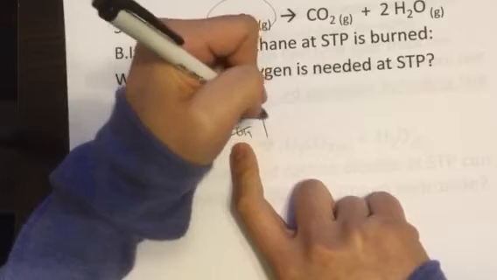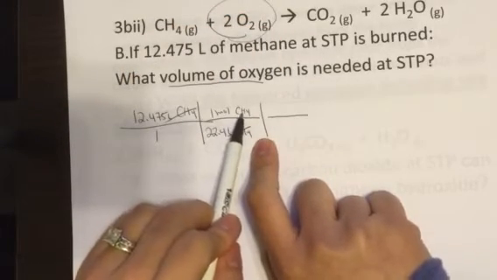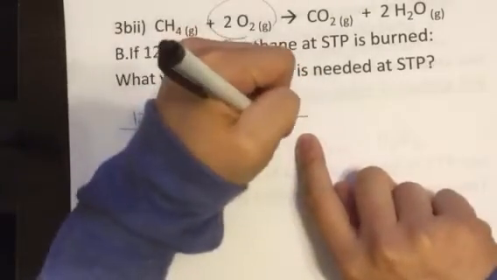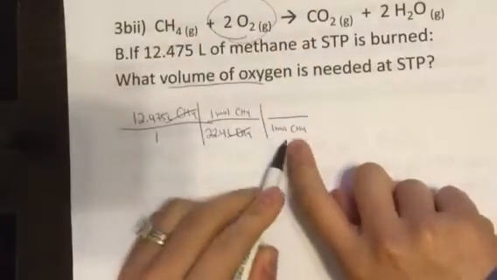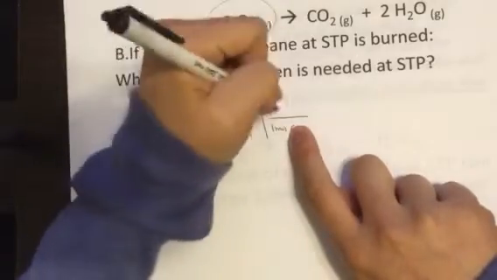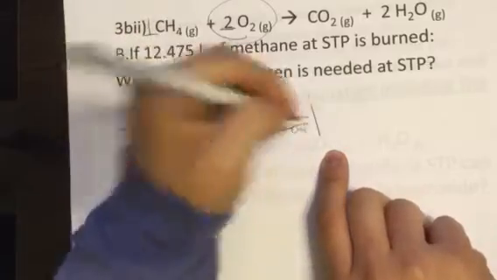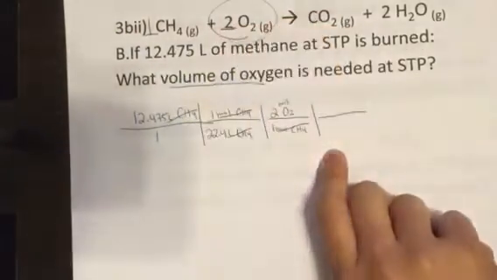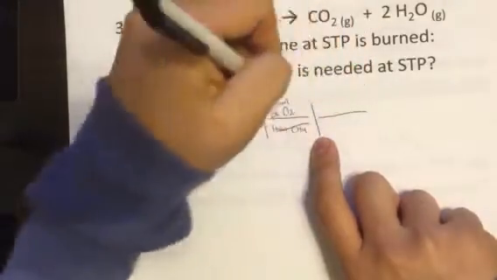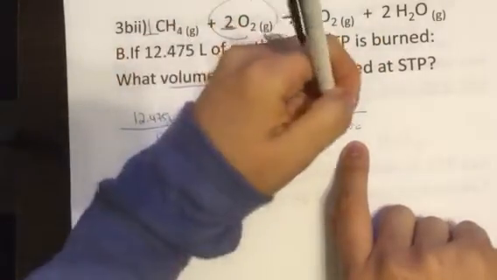So then I say, all right, according to our problem, how many moles of methane do I have and how many moles of oxygen do I have? Well, I have 1 mole of methane. For every 1 mole of methane, I need 2, according to my problem, moles of oxygen. So those two things are canceled. Well, if that's the case, then what's the volume of oxygen that's needed? So I'm going to say 1 mole of oxygen goes down here, so I can cancel them out.